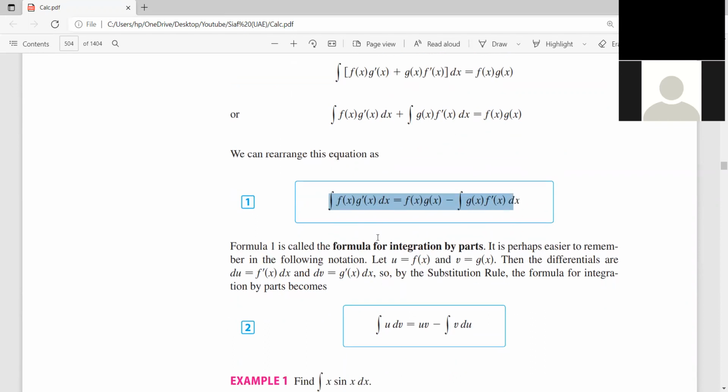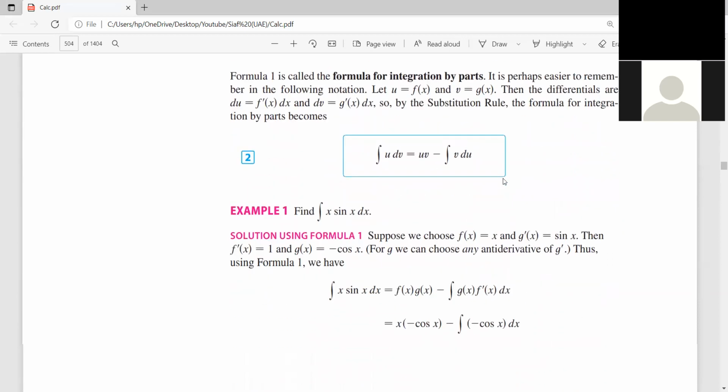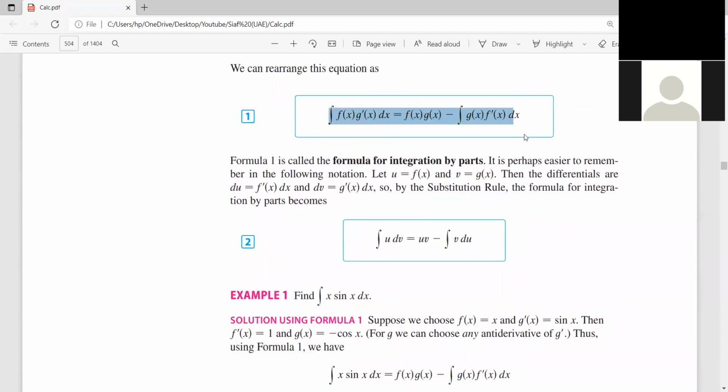This is the formula. Our aim is, in whatever function is given to us, we have to identify what is f of x and what is g dash of x, and then differentiate and integrate the functions and put all those answers into this formula, and further simplify it. This formula and this formula are the same. They have just written formula 1 in a simpler form, which is shown in formula number 2. Both are the same, but this one is easy to remember.